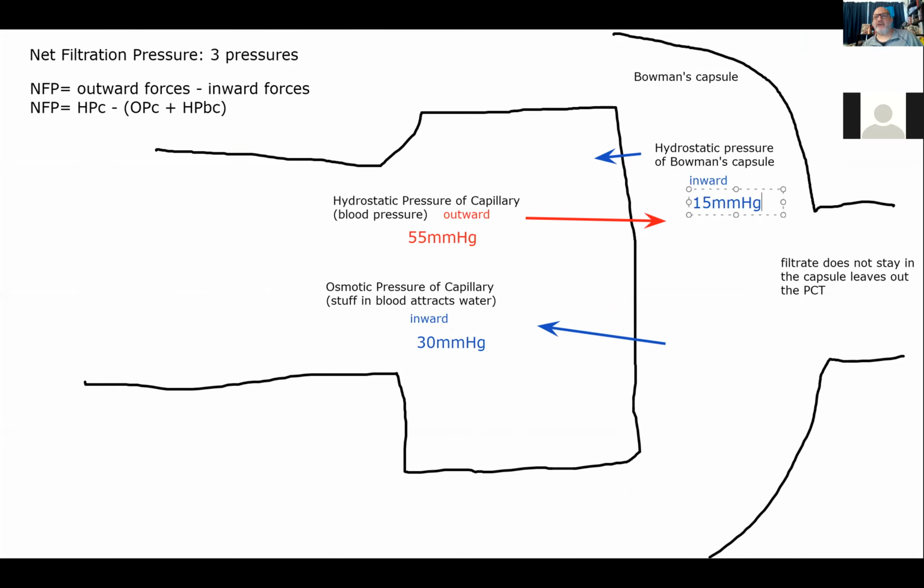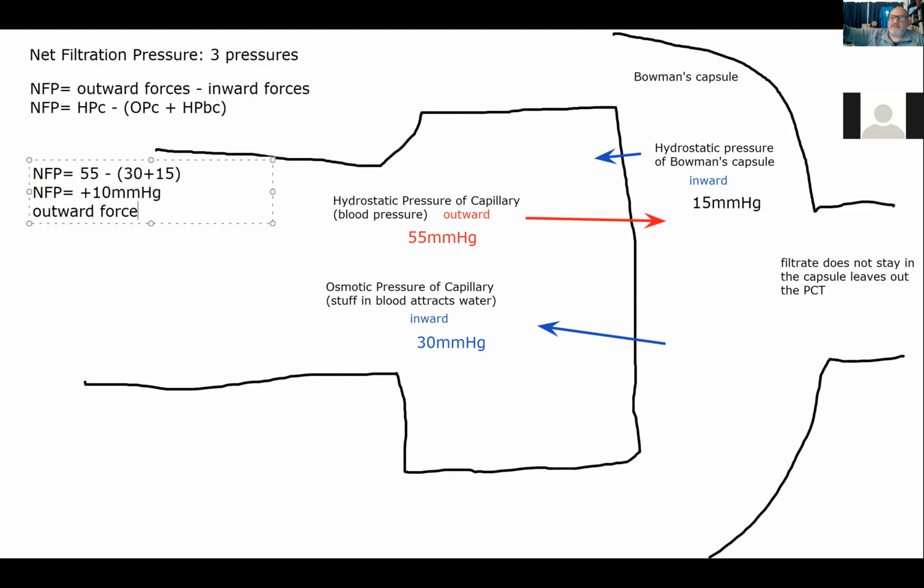So if we come back up here to our equation and do a quick plug and chug, our net filtration pressure is equal to 55 minus 30, let's put 30 plus 15. So what does that work out to? What is our net filtration pressure equal? A positive 10 millimeters of mercury. Excellent. Obviously, being a positive force, we know it is an outward force of 10 millimeters of mercury.